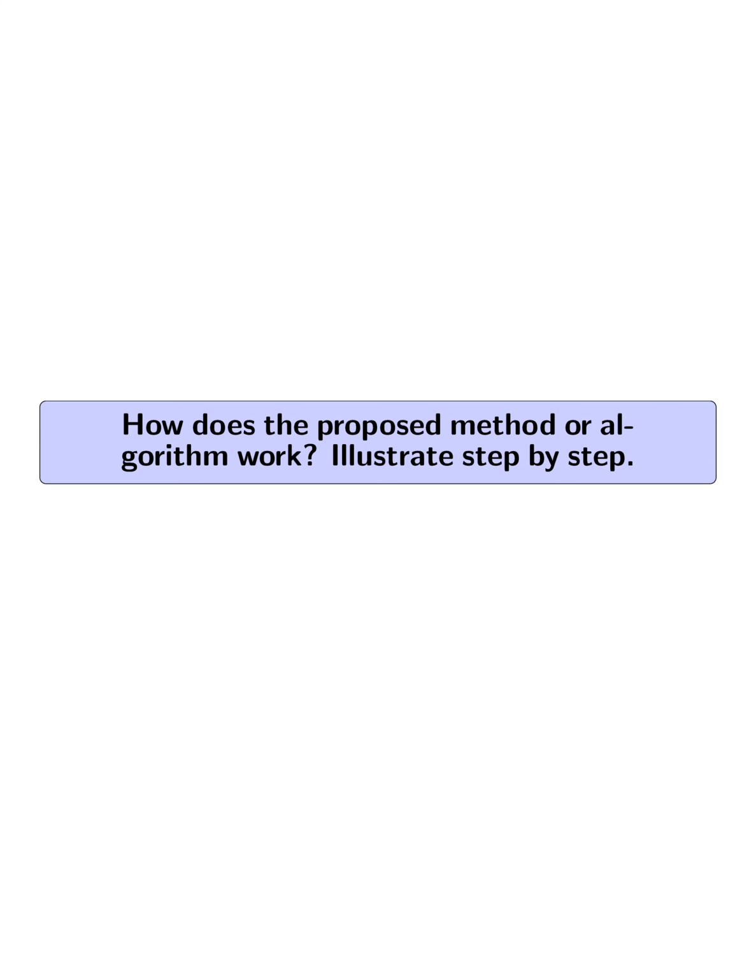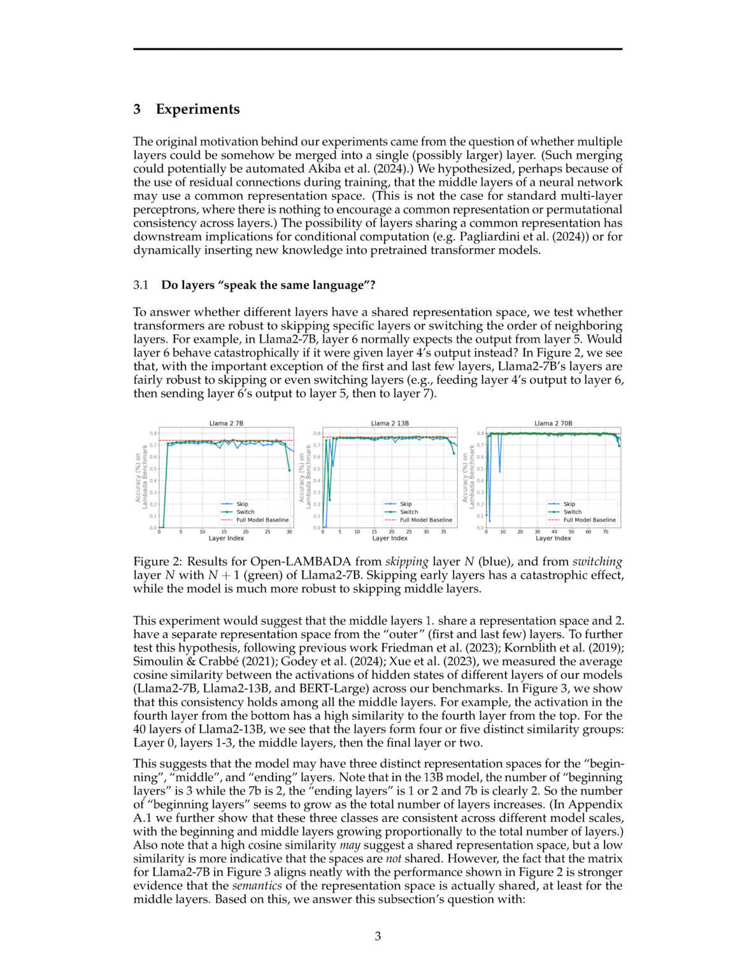How does the proposed method or algorithm work? Illustrate step by step. The proposed method works by first testing whether different layers in the transformer models share a common representation space. This is done by skipping specific layers or switching the order of neighboring layers to see if the models are robust to these changes.